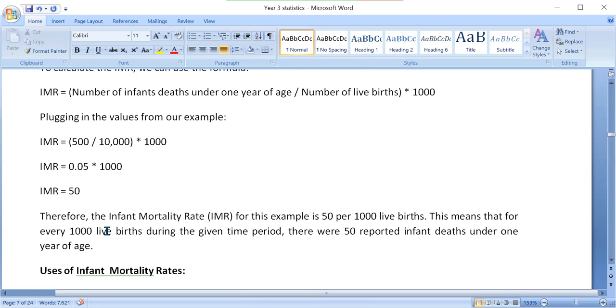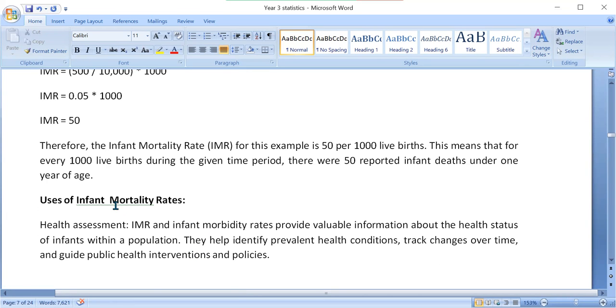And this is very high. Think of this: 50 children die out of 1,000. We only have 950 children left out of the 1,000. Now, out of 10,000 live births, you see that will be going almost to 1,000. It is very high. So I will now be thinking, what's the cause of this? So IMR is very important.